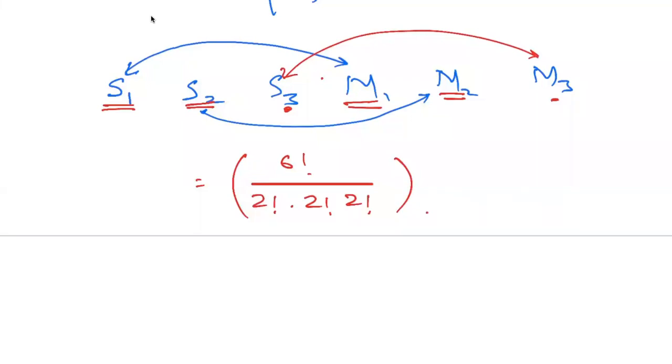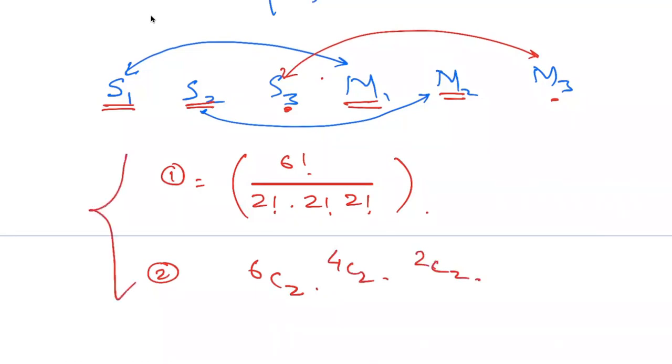Or we can think in this way. Out of six positions, we select two positions. The first position goes to S1 and the second to M1. Of the remaining four positions, again we select two, the first giving to S2 and the second to M2, and the rest to S3 and M3. Either way, you can go and solve this.